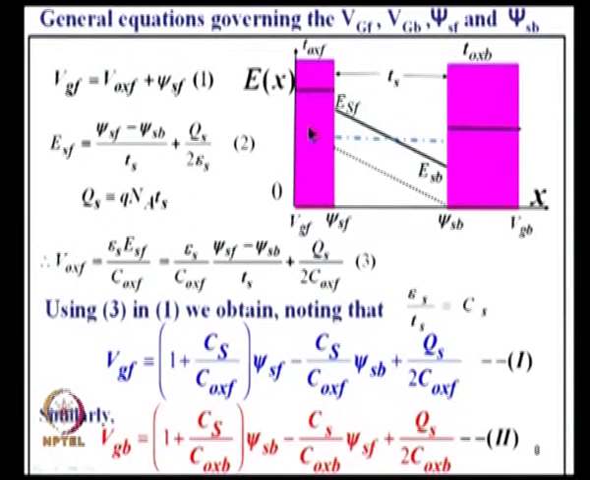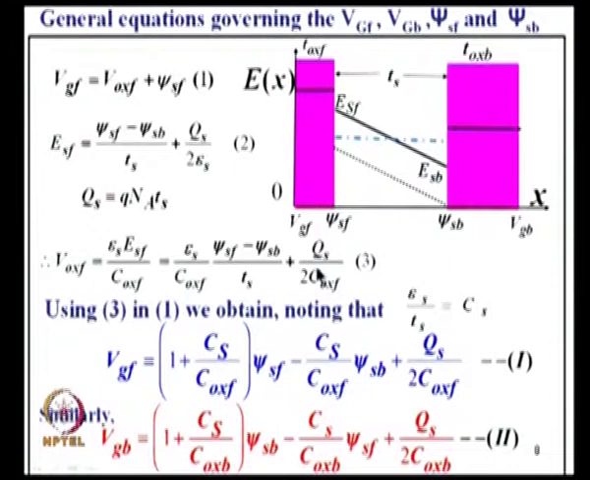Now, what is the voltage drop? Voltage drop is whatever field is there times epsilon s, that represents the charge beyond that point, divided by C ox f. Okay. So, I just substitute this here, epsilon s by C ox f into that quantity, the whole thing.